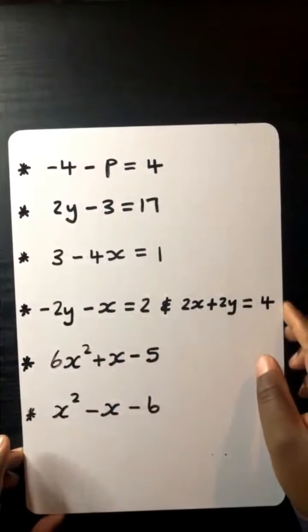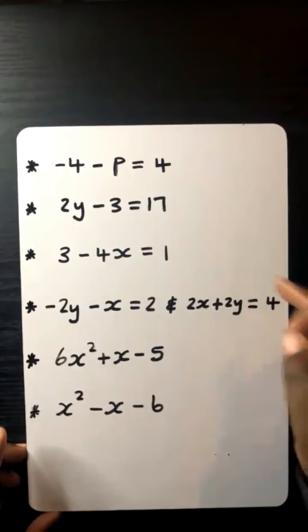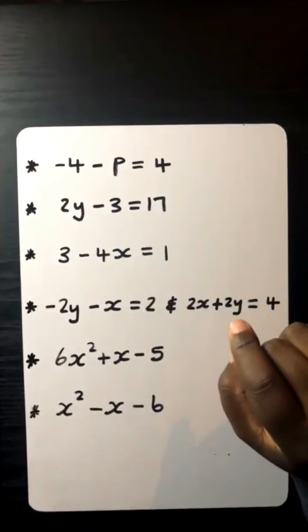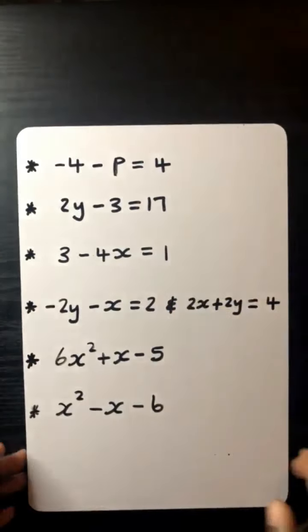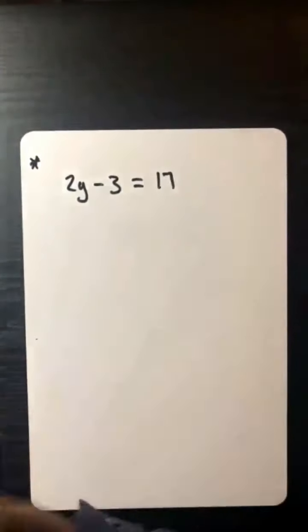So remember, guys, for today's lesson, I'm mostly interested in teaching you the approach, not necessarily to answer these questions, because once you understand the approach, it applies to even more complicated stuff. So I'm going to do the same for the next question. So just remove that and rewrite that problem, which is 2y minus 3 equals 17.